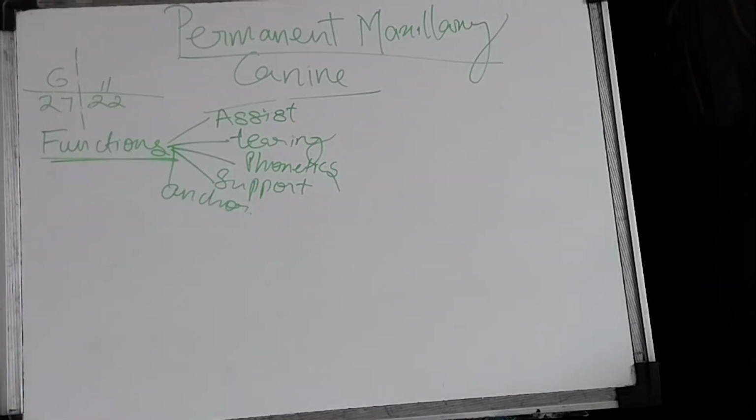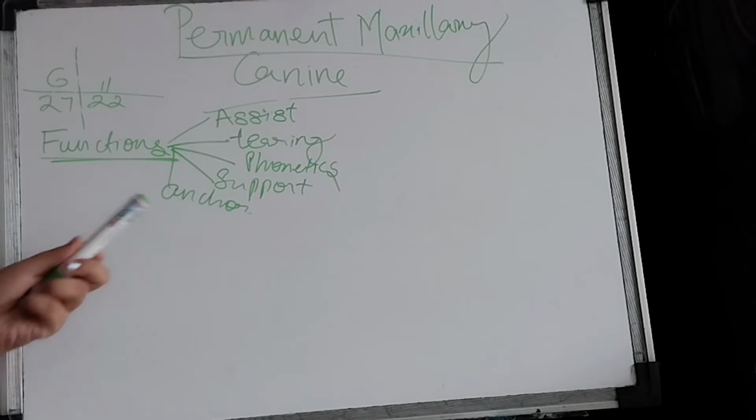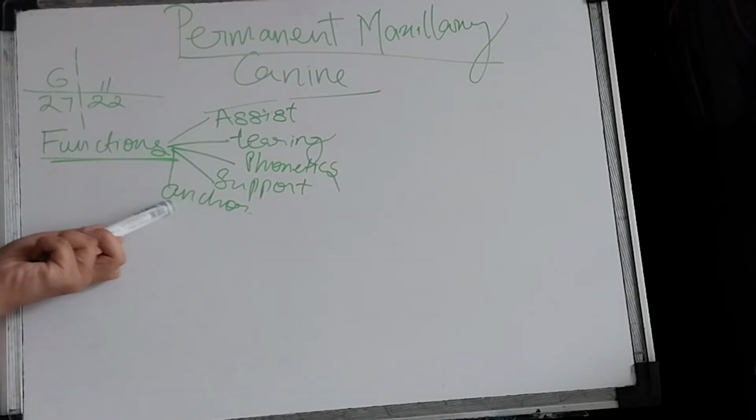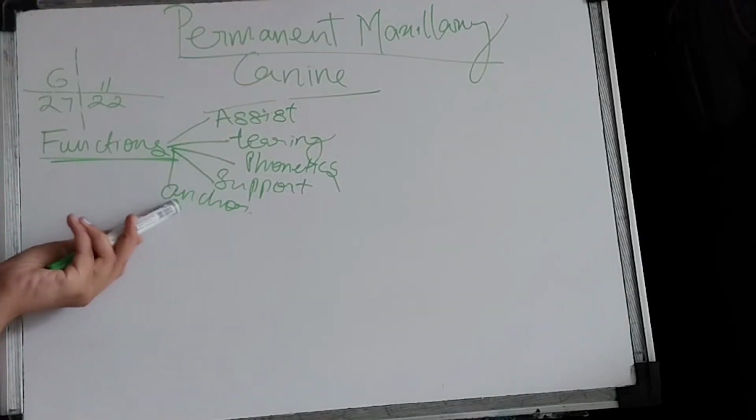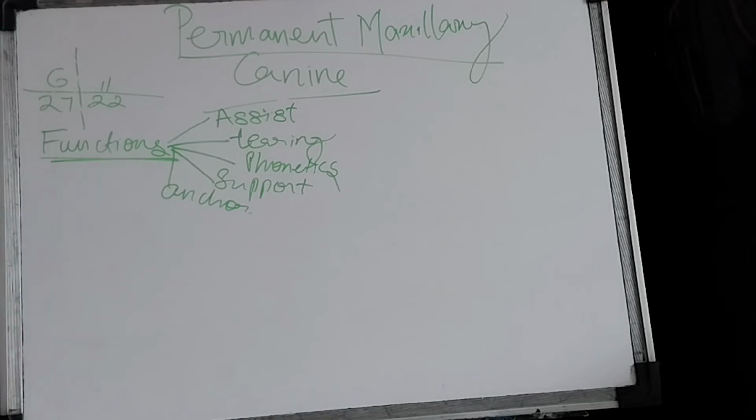What do they anchor? Basically, when a tooth is lost due to decay or something and we need a replacement for that tooth, we put partial removable dentures or dental bridges. Those dentures can be supported or anchored. These canines help and support those dentures from falling. They prevent them from falling. So this is one of the functions.